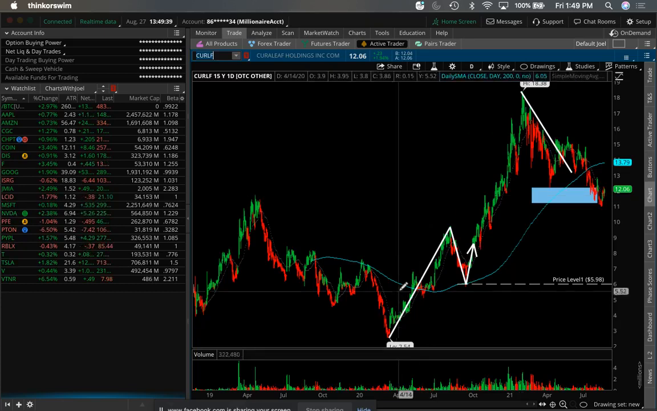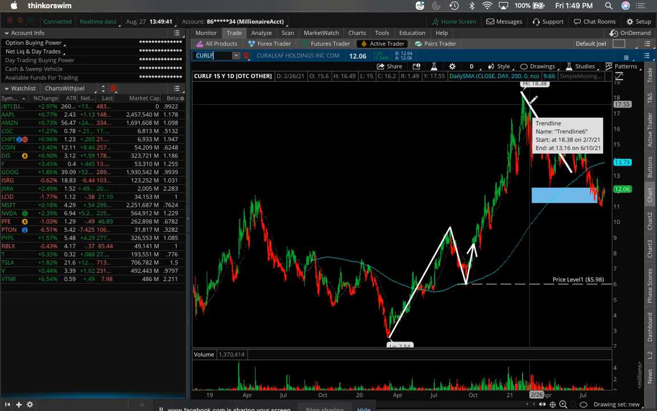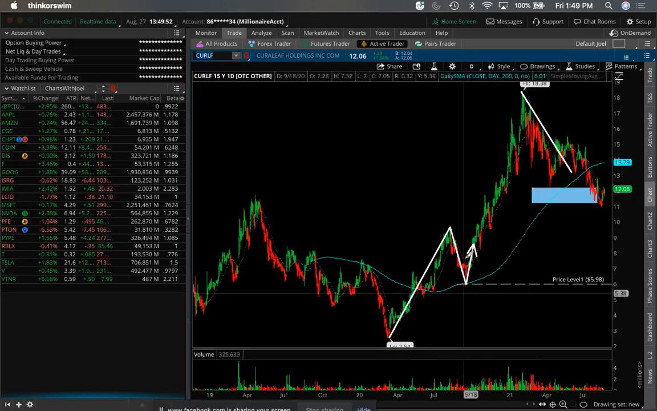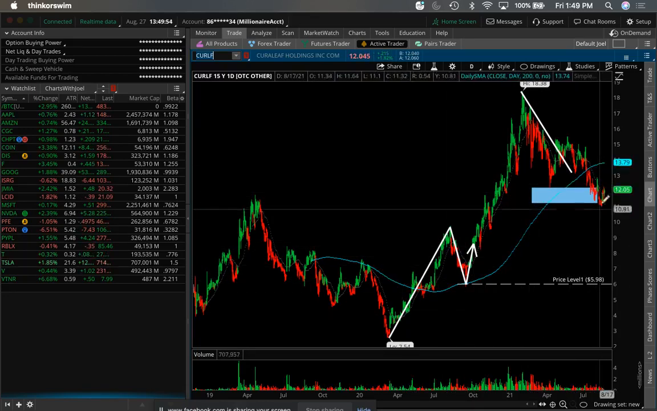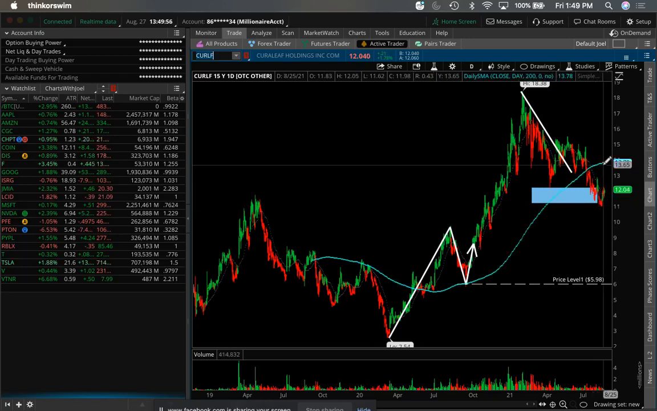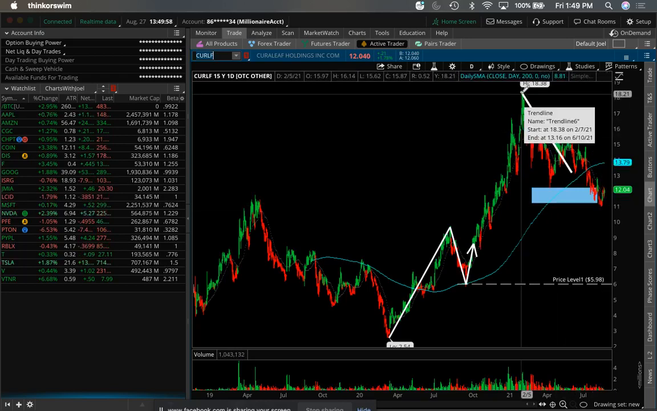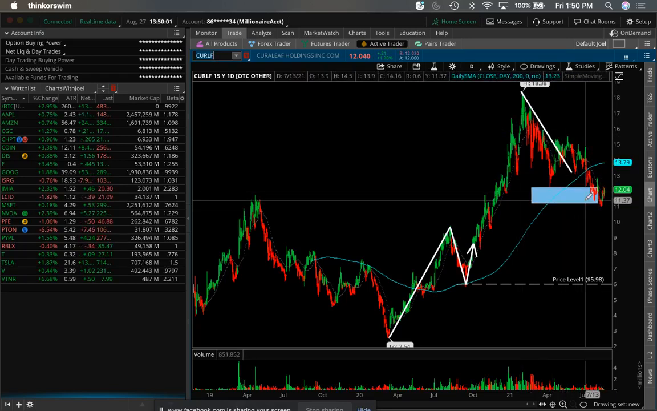Curaleaf went from 5 to 18. I'm up 400%. I could care less if Canopy went to zero. I don't have all my eggs in one basket. 200-day, angled up. 200-day, still angled up. Still a buying opportunity. If you loved it at 18, think of it as 18,000. Why don't you love it at 12,000?